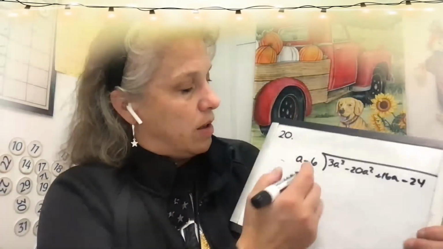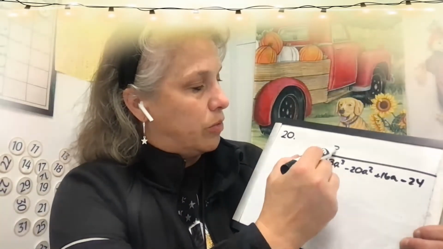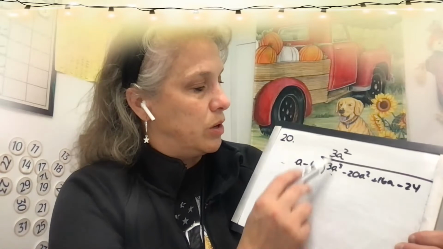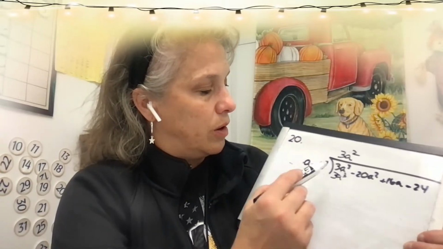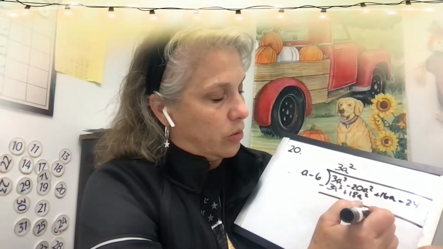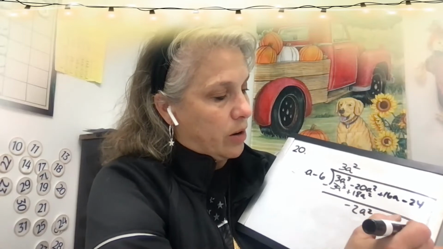Number 20 is a minus 6 into 3a cubed minus 20a squared plus 16a minus 24. So what times a is 3a cubed? 3a squared. That's going to be 3a cubed minus 18a squared. So change the signs, and you get negative 2a squared plus 16a minus 24.